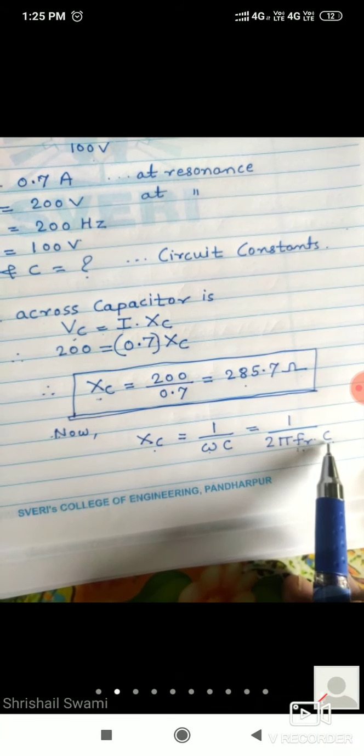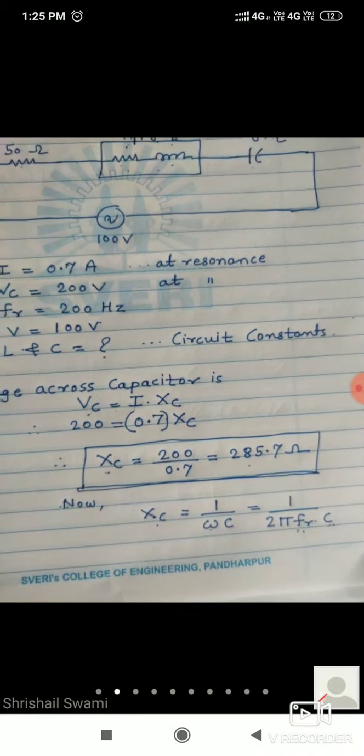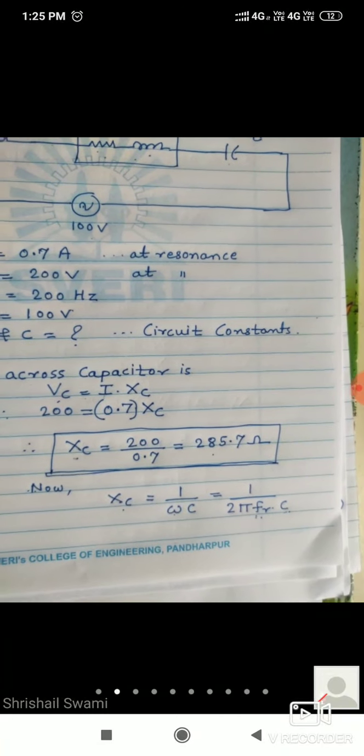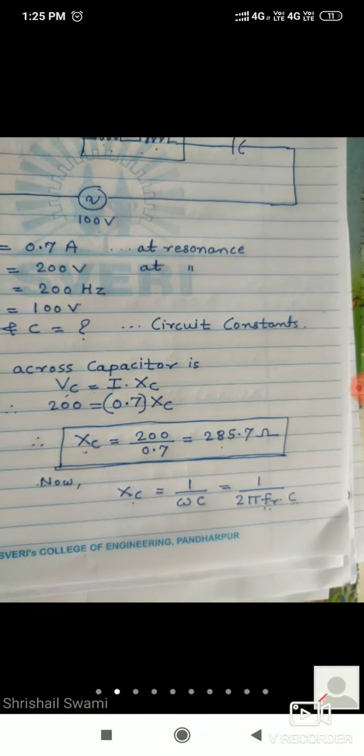So can we find C value now? It is easy to find now. Everyone find C value now. FR दिलेला आहे 200 Hz. XC value दिलेला आहे 285.7. Only you need to calculate the value of capacitor C. Find out and tell.